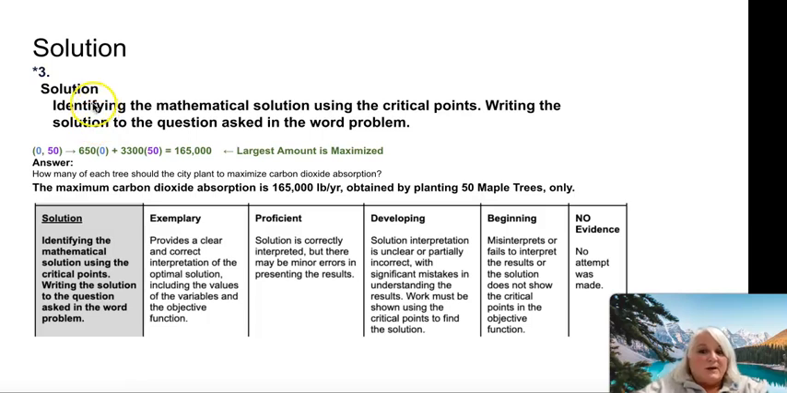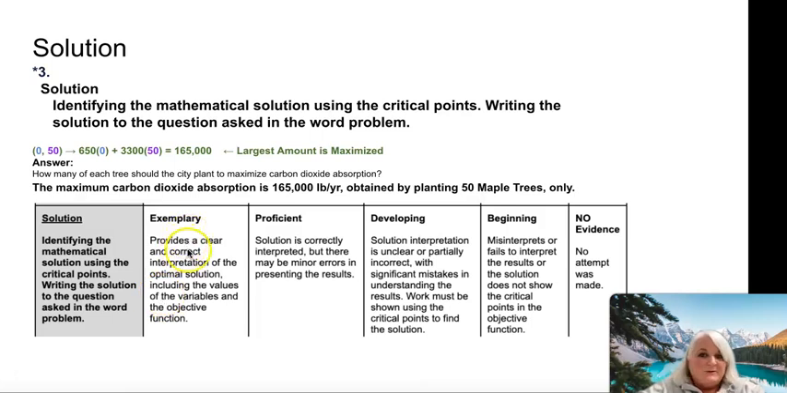So the solution part of solving is identifying the mathematical solution using the critical points, writing the solution to the question asked in the word problem. So this is where we had the largest amount, and the question was, how many of each tree should the city plant to maximize carbon dioxide absorption? So that's what came up with my objective function. And then I plugged it in. I found out that the maximum carbon dioxide absorption is 165,000 pounds per year. And it's obtained by planting 50 maple trees only.